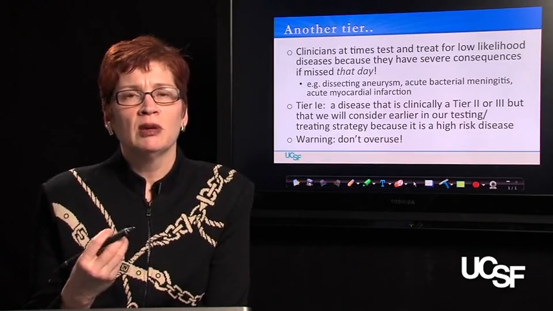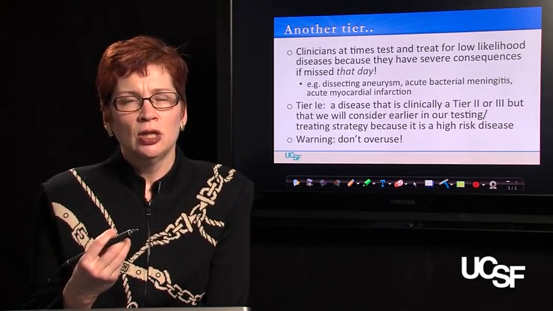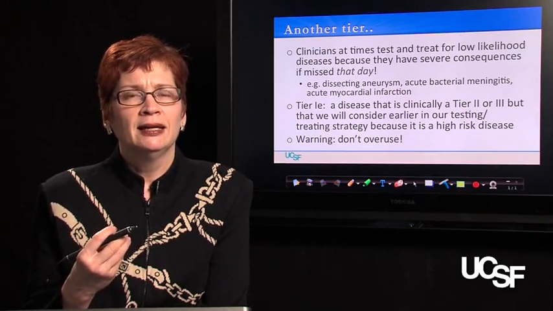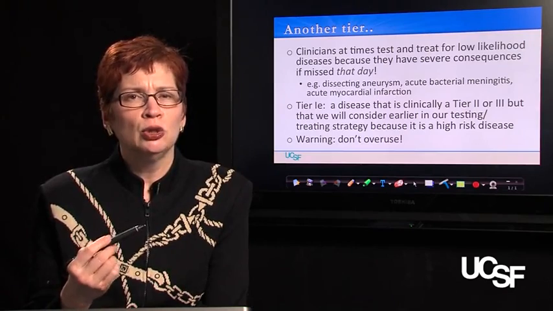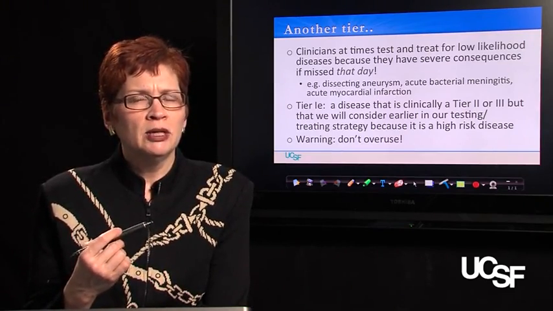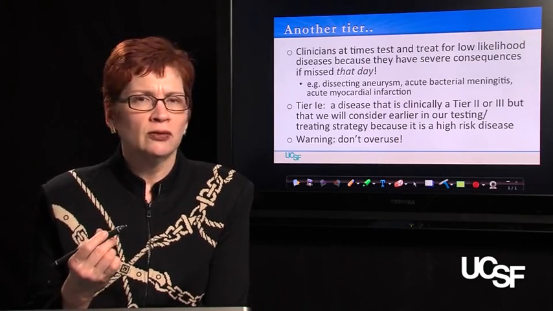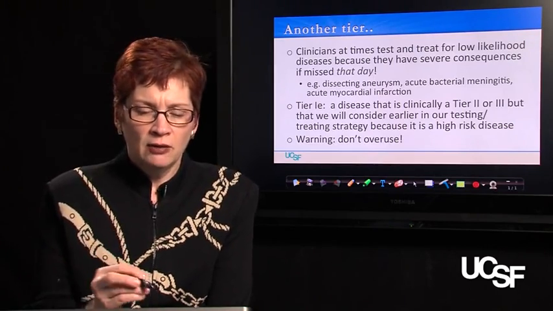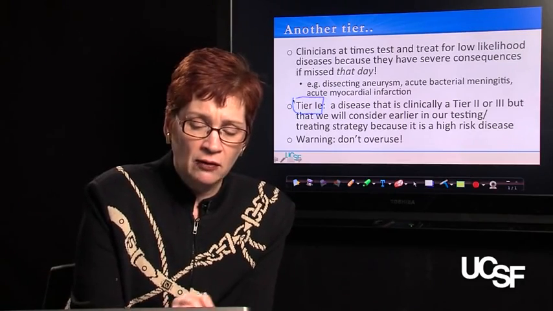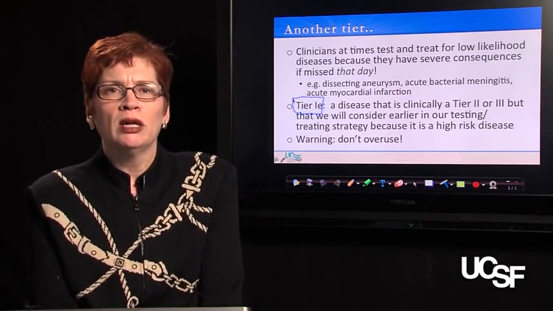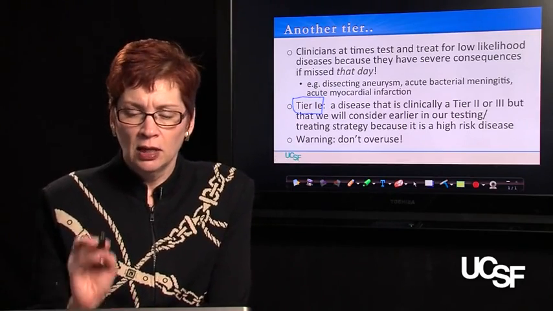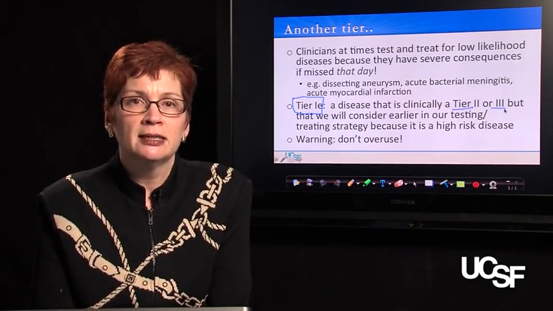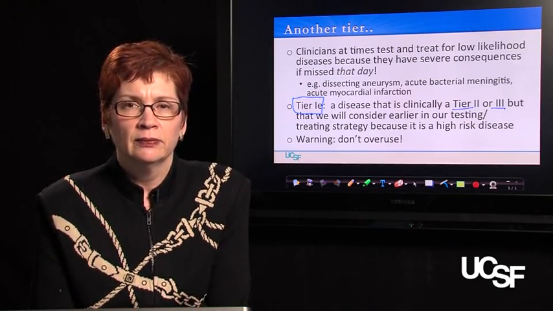So clinically, as I put together my problem representation, I say, gee, those diseases, dissecting aneurysm, acute bacterial meningitis, clinically would belong in tier 2 or tier 3, but I'm going to put them higher in the list because I want to test and treat for them more expeditiously given the consequences of a misdiagnosis. And in recognition of that fact, we identified a 4th category, and that's a tier 1E or 1 emergency diagnosis. So importantly, a disease that's clinically a tier 2 or tier 3, but that we will consider earlier in our testing and treatment strategy because it's a high-risk disease.